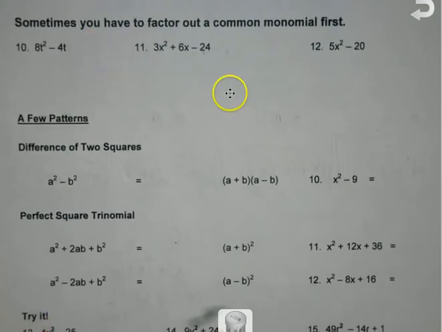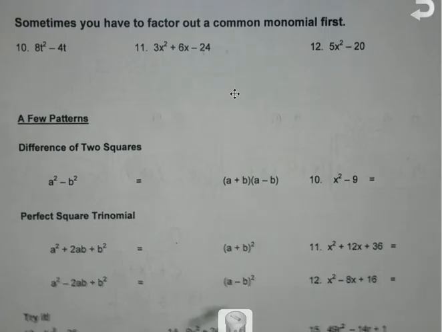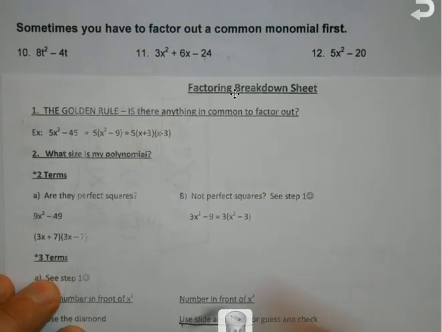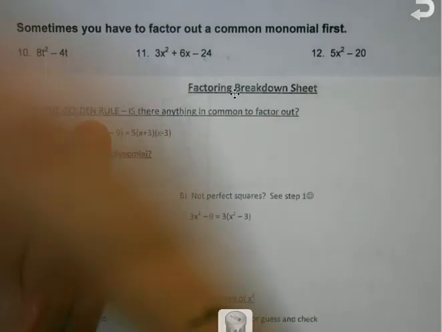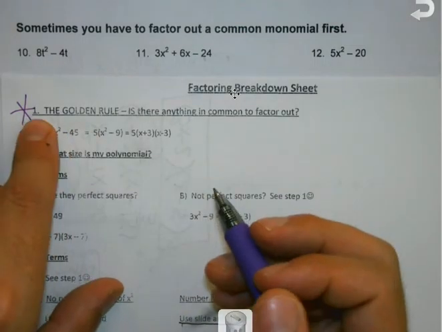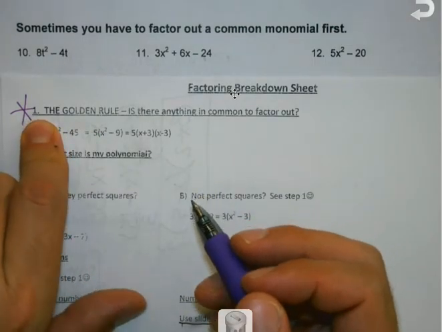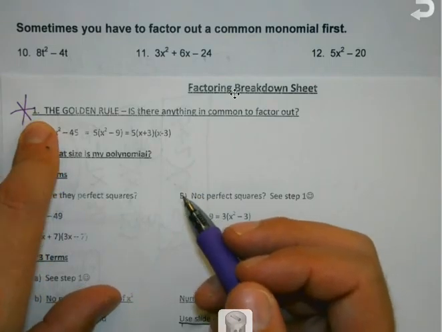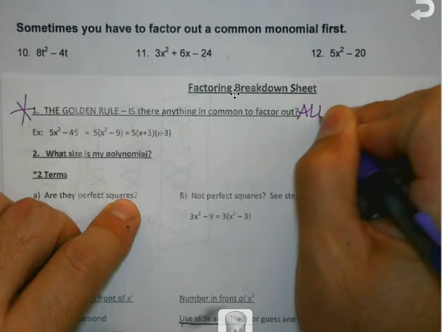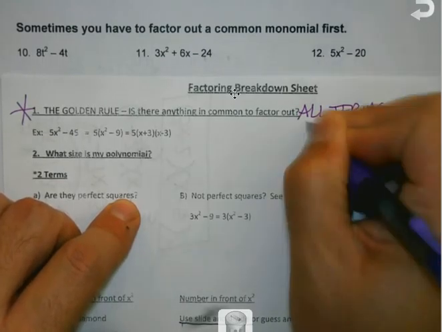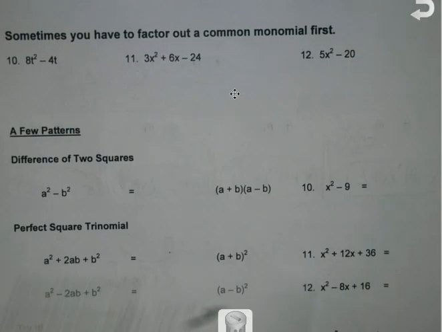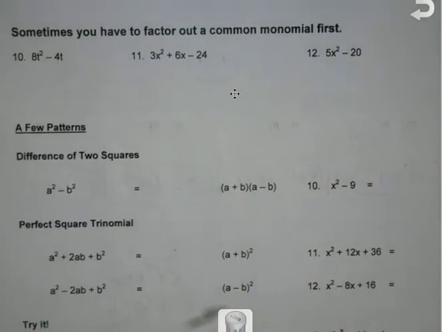When I get to the back, it says sometimes you have to factor out a common monomial first. Break out my half sheet again here. I call this the golden rule. Why? Because it's number 1 on the list, and this is the first thing you do on every factoring problem you do, every single one. Is there anything in common to factor out? And when I do that, it has to be common in all the terms, not 2 out of 3, okay, all of them.